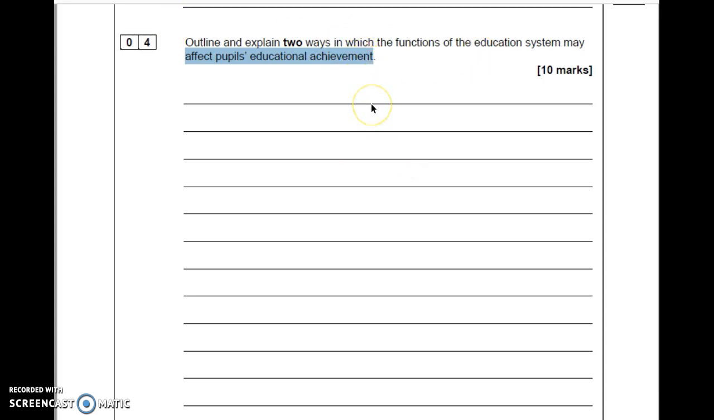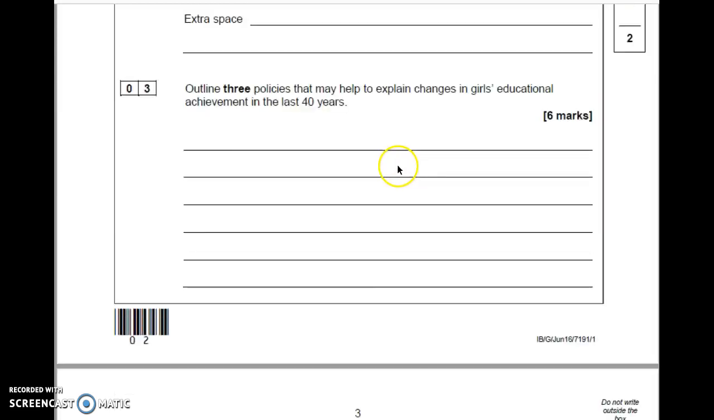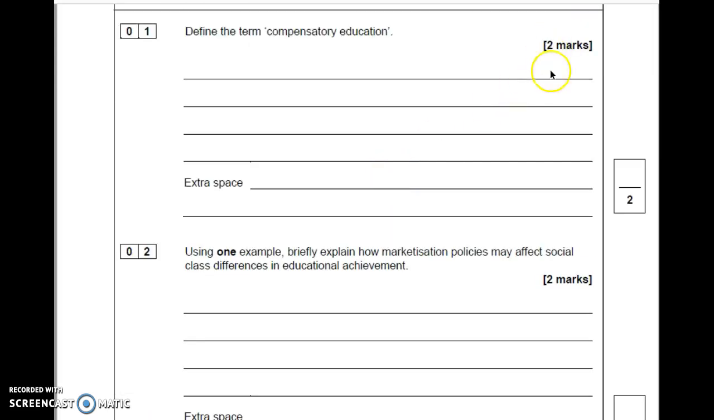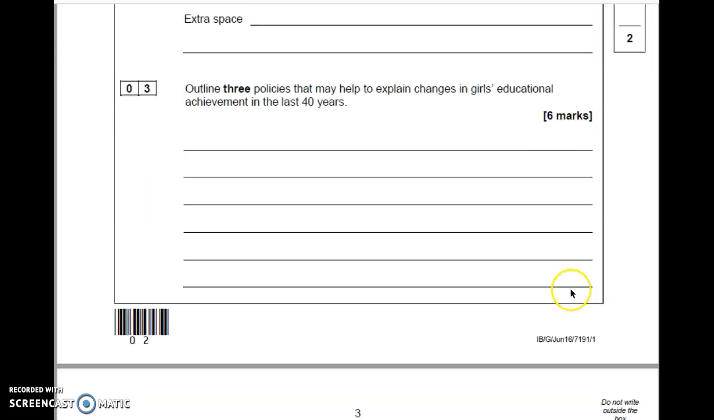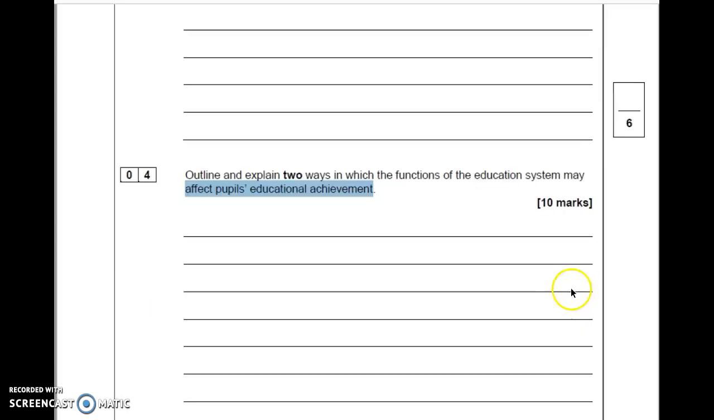Now, for these first 4 questions, okay, I'm just going to go back. It's worth 2, 2, 6 and 10. So that comes up to 20 marks. I would expect the first 30 minutes to be spent on those 4 questions.